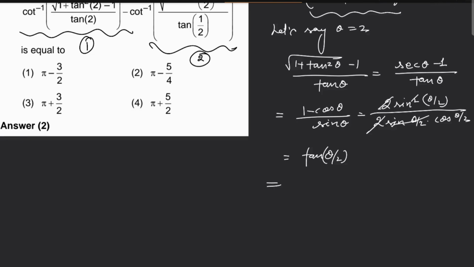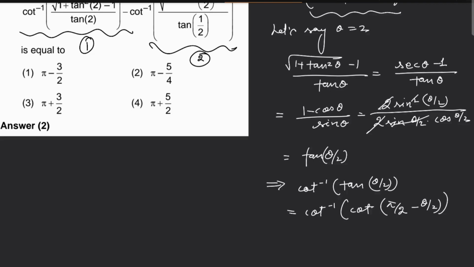tan theta by 2. So cot inverse tan theta by 2, and you know that tan theta by 2 can be written as cot of pi by 2 minus theta by 2. So cot inverse cot of pi by 2 minus theta by 2 gives us pi by 2 minus theta by 2, which is pi by 2 minus 1. So this was the value for the first part.